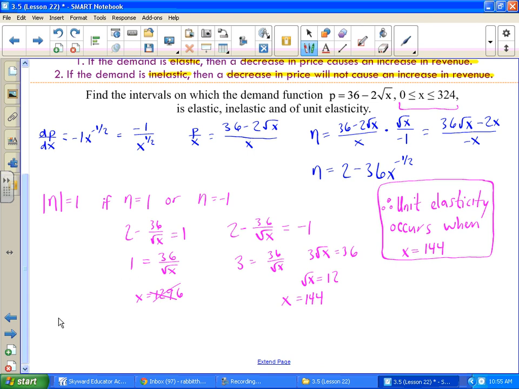Now, if I go ahead and try to the left of 144, so from 0 to 144, is that going to make the absolute value greater than 1 or less than 1? So let's go ahead and, yep, do you have a question?